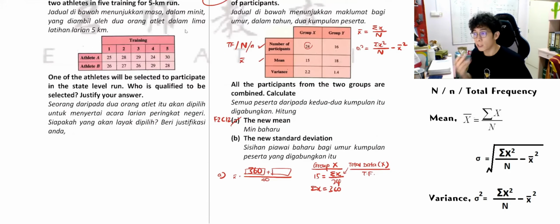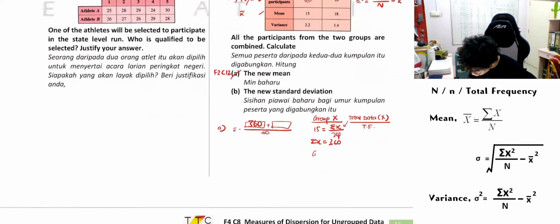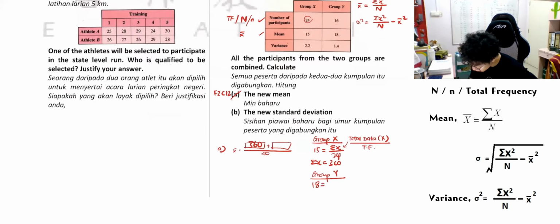So you will get the total data for the participants: the total age for participants in group X is 360. And now for group Y, I'll put the info here. Group Y, the mean being 18. So 18 equals sigma X over how many participants? 16. So sigma X equals 18 times 16, then you'll get the answer 288. Then you put that 288. This is the correct way to handle it. So 360 plus 288, then divide by 40.